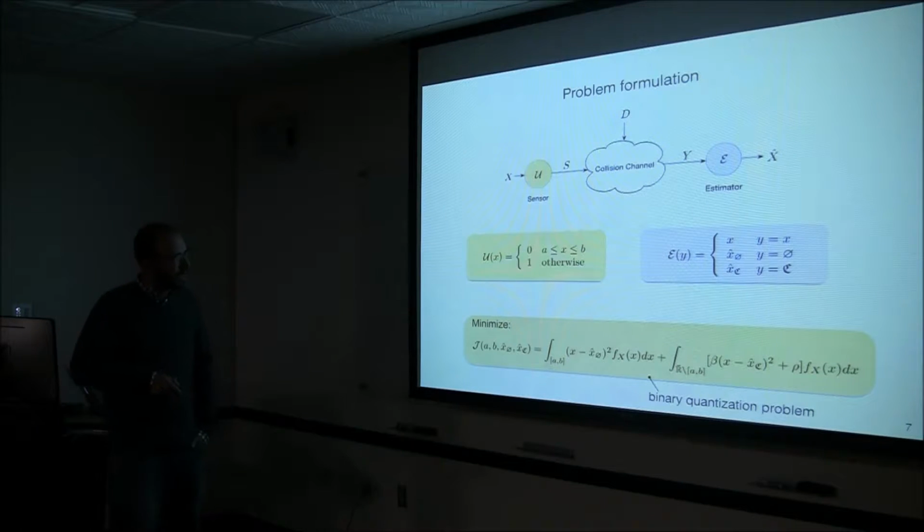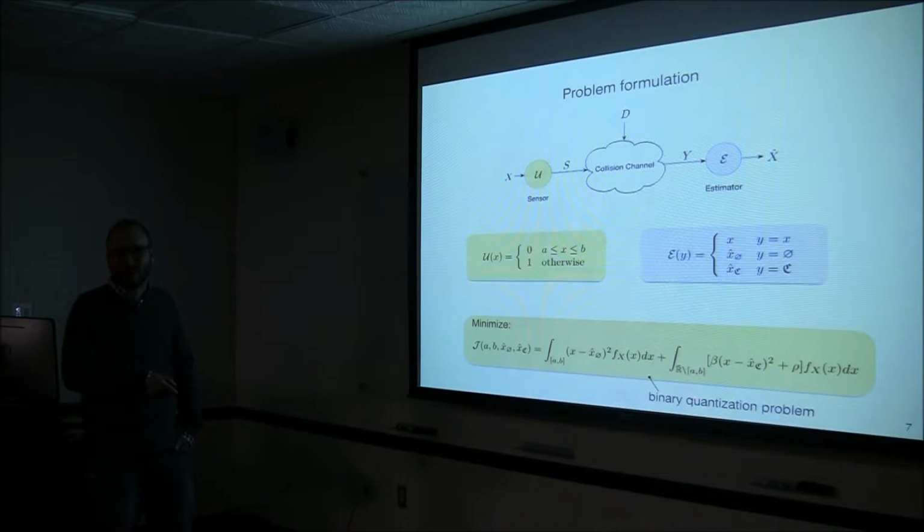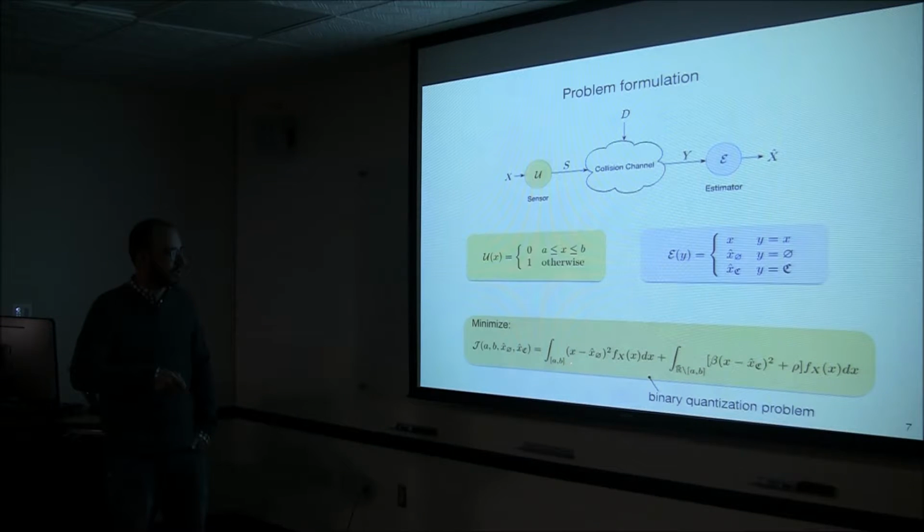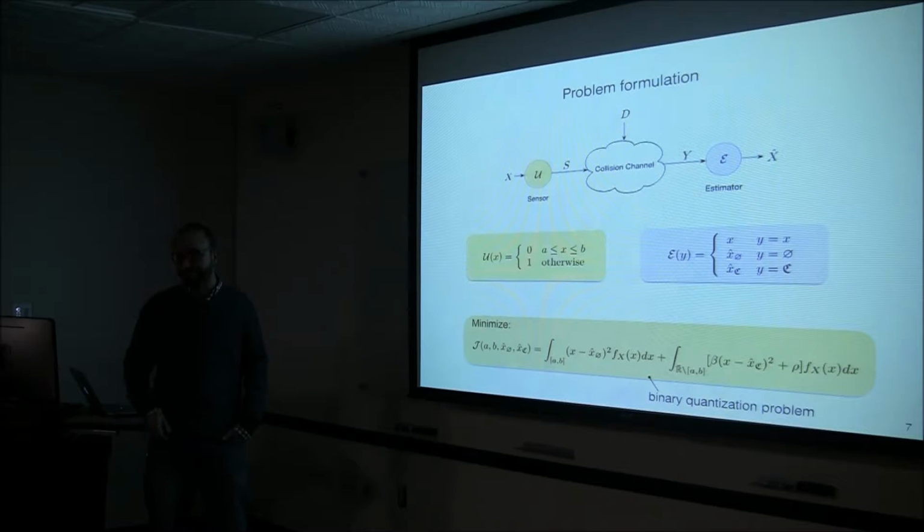Okay. So when we look at this cost here, this is just like a binary quantization problem. Okay. So if you have worked on quantization before, this is the kind of cost that you have. But you only have two quantization regions, the interval AB and the complement. Okay? And the interesting feature about this quantization problem is that the distortion functions across quantization regions are distinct. And this is a new feature of this problem. This is what makes this problem interesting. Okay?